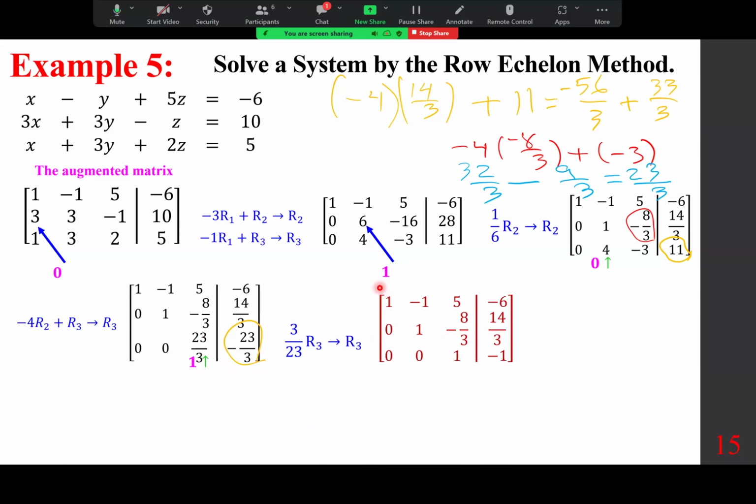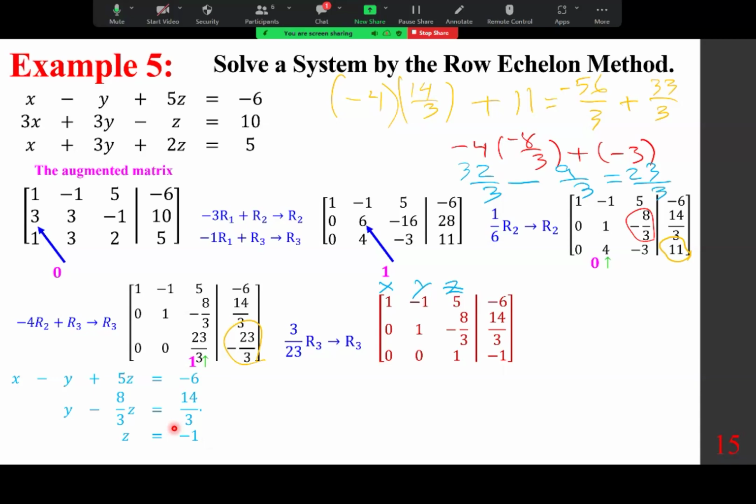The main diagonal is 1. Under this one is 0. Under this one is 0. And the very first non-zero entry is 1. And so what does this mean? Let me write x, y, z at the top of it. This means x minus y plus 5z equals -6. This is x, so 0x, so y minus 8/3 z equals 14/3. 0x, 0y, you don't have to write it. 1z, that means z equals -1. So you have z equals -1.